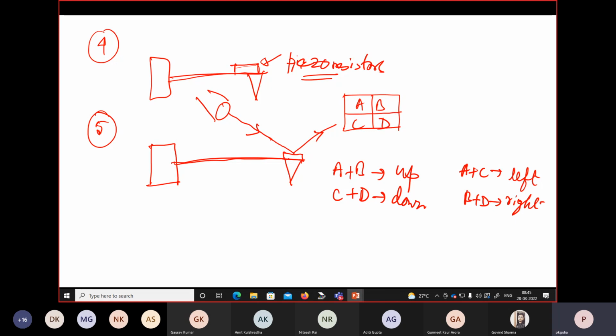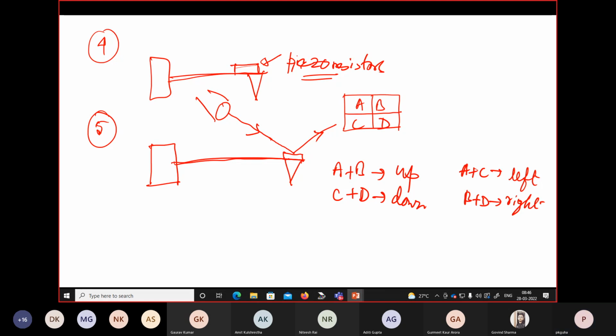And this is how we can very accurately nowadays measure the position of the probe. It is very accurate. You can go to nanometer-level height measurement.